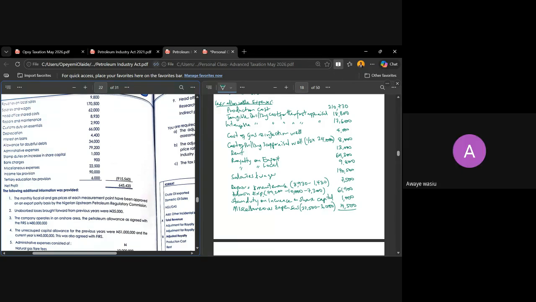The total is 611,630. Which one? 630. Ideally, we are supposed to just go and deduct this summation, but because we have a CPR limit, we will have to subject it to the CPR limit.